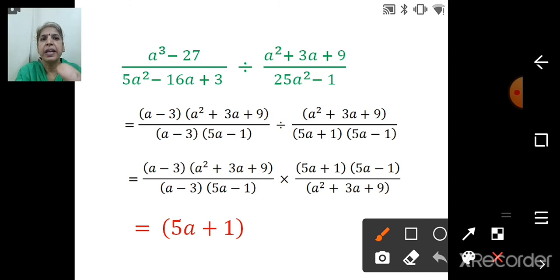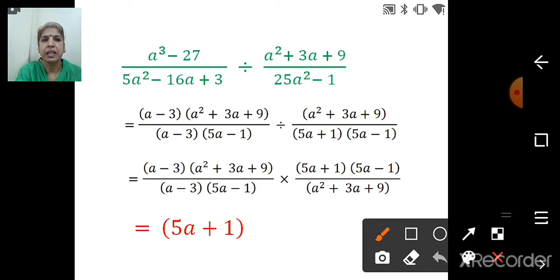Now we will write the factors. Simplified, a minus 3 the whole bracket multiplied by a square plus 3a plus 9 upon a minus 3 the whole bracket multiplied by 5a minus 1. Now remember children, again here it is divide by. We are changing to multiply. So what we will do? Reciprocal. So 5a plus 1 the whole bracket multiplied by 5a minus 1 will come here now in the numerator, and a square plus 3a plus 9 will come as denominator.